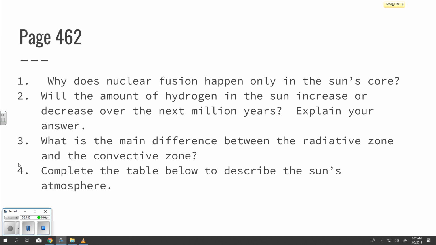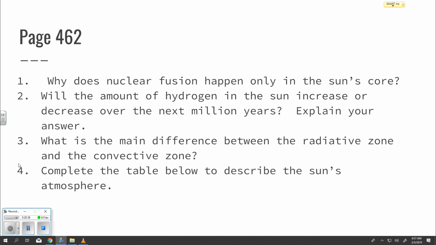Second row. First box is given, chromosphere. Second box, 6,000 to 50,000 degrees Celsius. Third box is given: glows with a reddish color above the photosphere, generally visible only during solar eclipses.